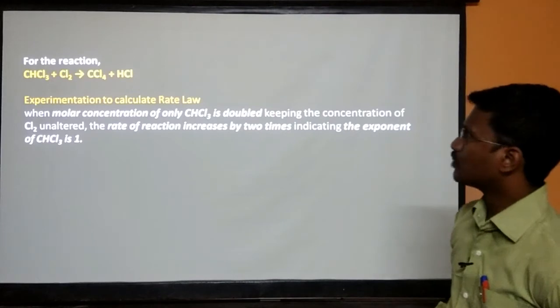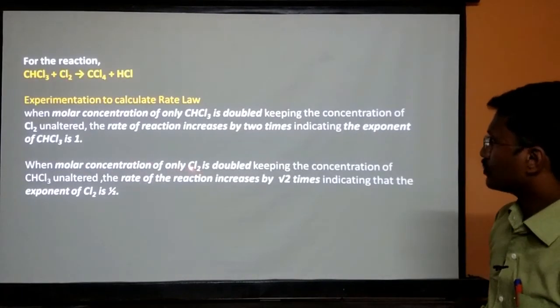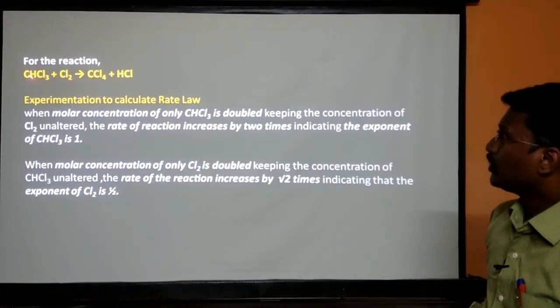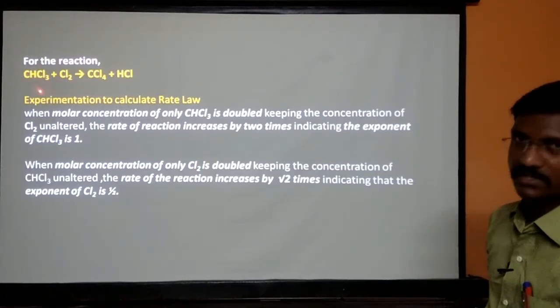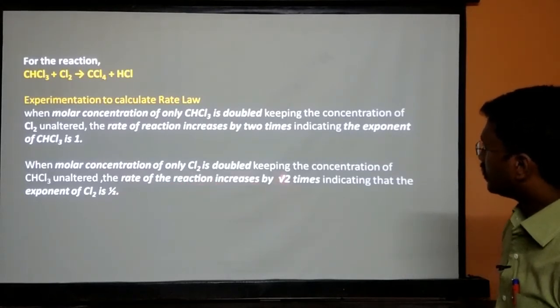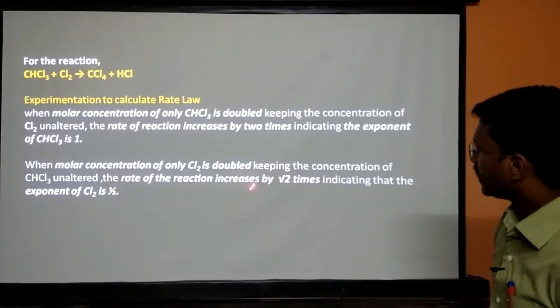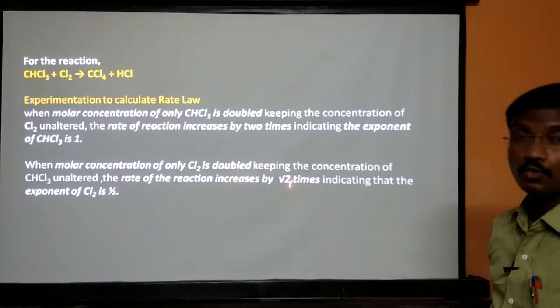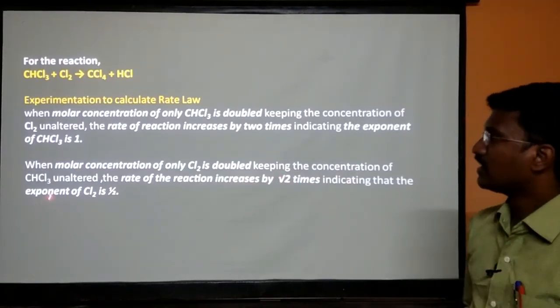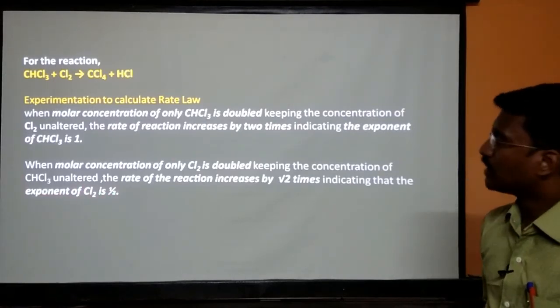Similarly, we will see the next one. When the molar concentration of only Cl2 is doubled without altering the concentration of CHCl3, then the rate of the reaction increases by the square root of 2 times. This indicates that the exponent of Cl2 is 1 by 2, means half. The power is half.